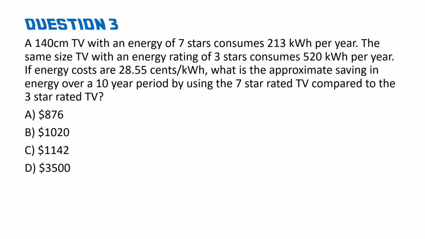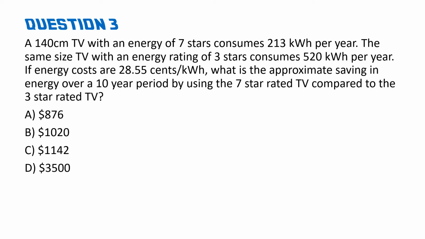Question 3, we've got a 140 centimeter television with an energy rating of 7 stars, and that's going to consume 213 kilowatt hours per year. The same size television with only an energy rating of 3 stars is going to consume 520 kilowatt hours per year. Right? The more stars, the less energy it's going to use. Now, if energy costs are 28.55 cents per kilowatt hour, what is the approximate saving in energy over a 10-year period by using the 7-star rated TV compared to the only 3-star rated TV?